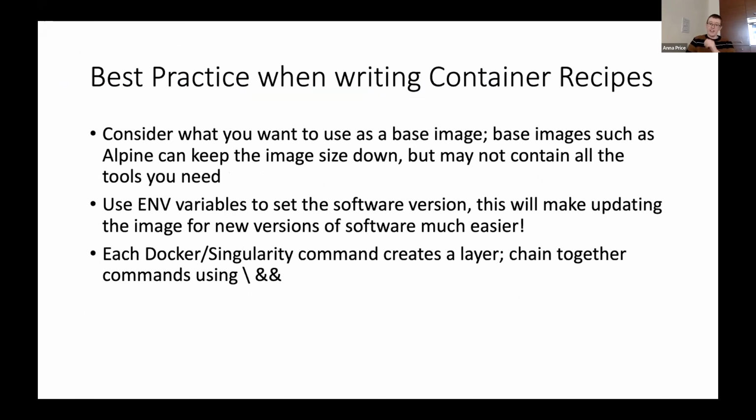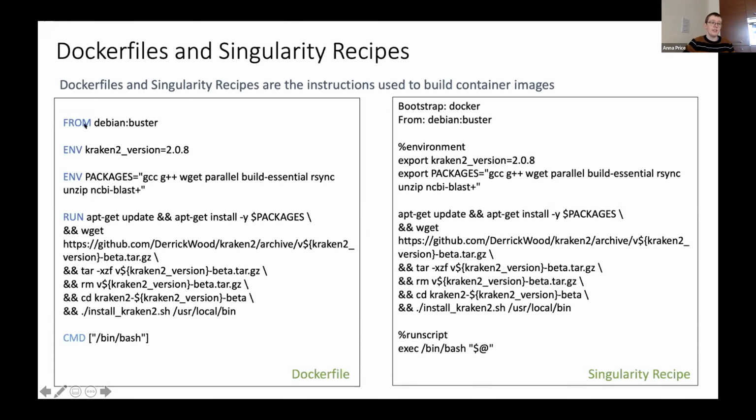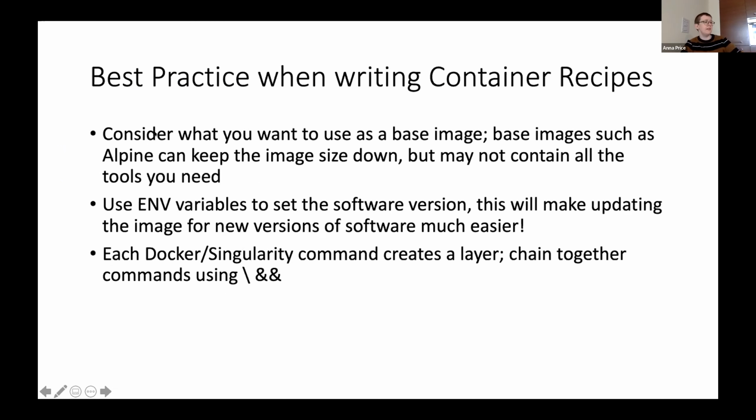So if you are writing your own container recipes, there are a few things to bear in mind. Consider what you want to use as your base image. Here, we're using Debian, but you can build on top of different base images. There are base images for Linux distributions such as Alpine that are very small. They can help keep your image size down, but they might not actually contain all the tools you need, so you might find you're having to install a lot of packages in your container to get your software running.